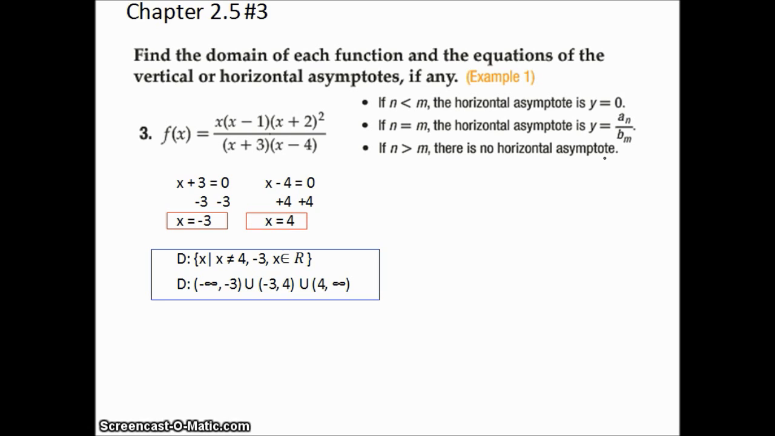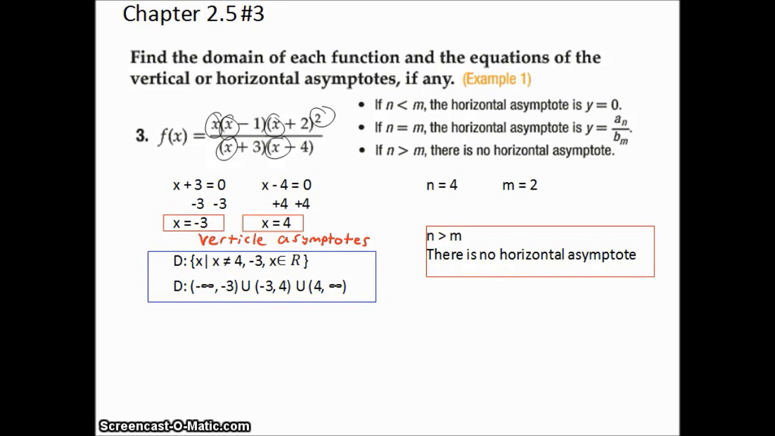First we need to determine the value of n. You can find this just by circling and counting the number of x's in the numerator. We have 1, 2, 3, actually 4, because this is squared. So the value of n is 4. Now we look at our denominator and count the number of x's. We have 1, 2 x's, so the value of m is 2. This means that the value of n is greater than the value of m, and there is no horizontal asymptote.